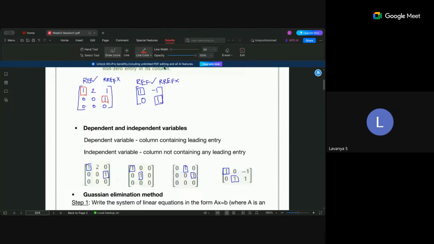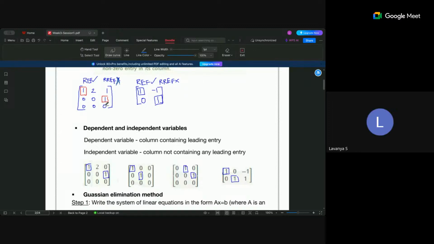Okay, maybe just one more example. Is the first one RREF? No, it's not RREF. Ma'am, because here there is a 1, right? If it is 0, then it is RREF. See, for any column containing a leading entry, that column should have only the leading entry as the non-zero element. There should not be any other non-zero element. Okay, column wise only we need to confirm. Yes. Clear? Yeah, clear. Thank you.